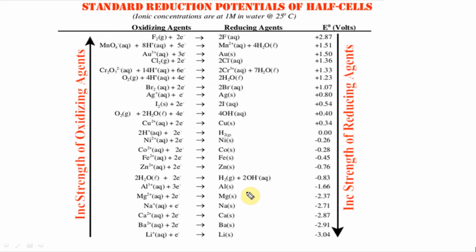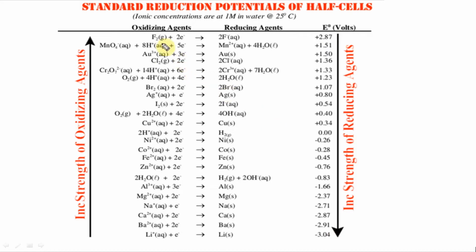Now what you want to know is there are two ways that a table can be given. You don't need the table for the exam, but you should be able to interpret a set of data. Hence it's good for you to look at the table. Two ways a table can be given. One is in terms of the strongest oxidizing agent on the top, or more specifically the most positive value going to the least positive or the most negative value.